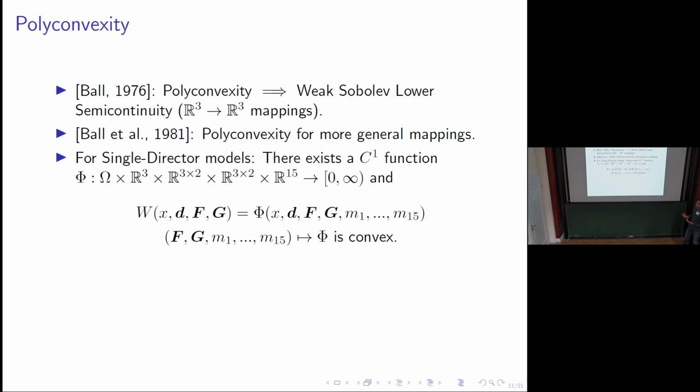And what that says in our context is that there exists a C1 function phi, which takes in D, F, and G, the original arguments, and then those 15 subdeterminants. And then this phi is convex in these arguments. So it's convex in these 17 arguments. Okay? And then if W is equal to phi in this sense, then we say that W is polyconvex.